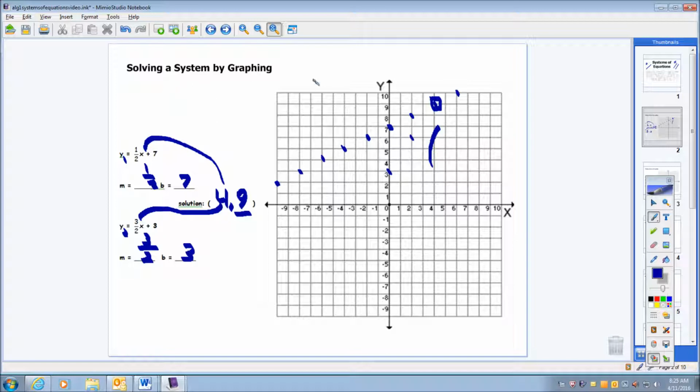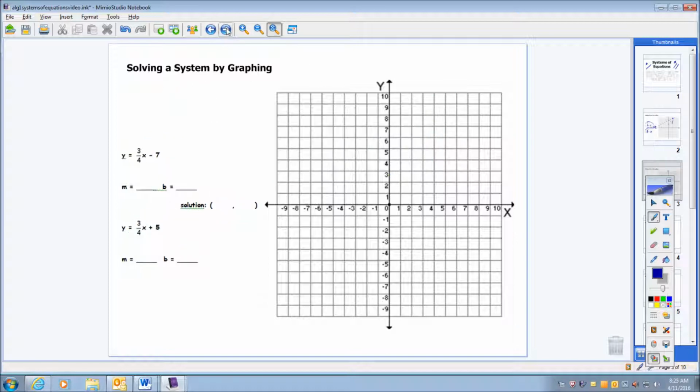Solving a system by graphing. We'll do a few examples of this. Okay, in this case the slope is 3/4. This one's really quick. If you notice the slopes are the same, we're going to get an answer very quickly. So the slope is 3/4. The b, which is the y-intercept, is -7. This also has a slope of 3/4, and the b is 5.